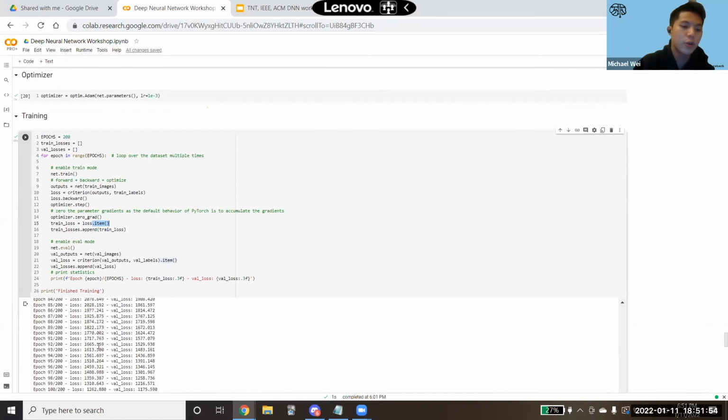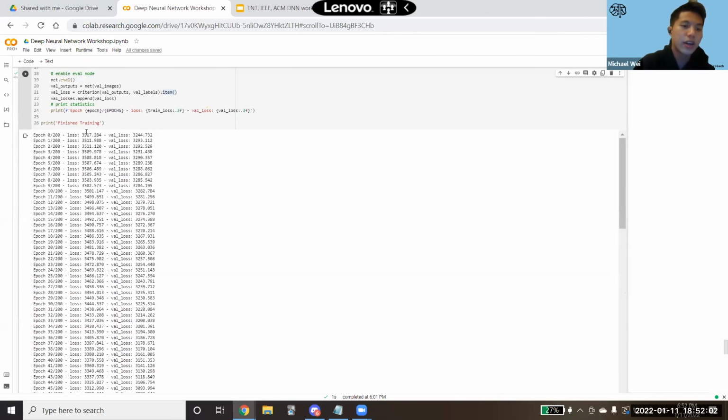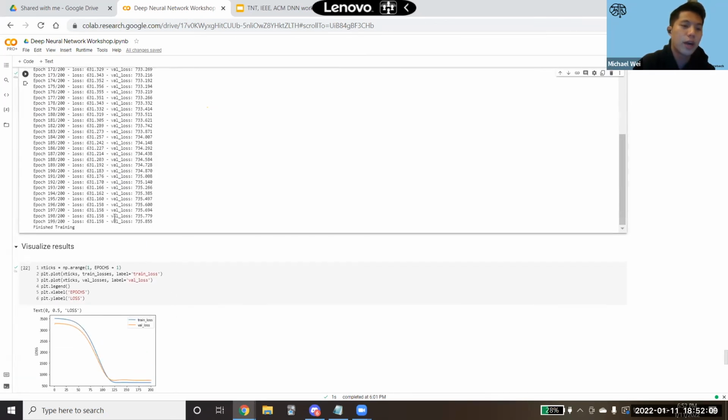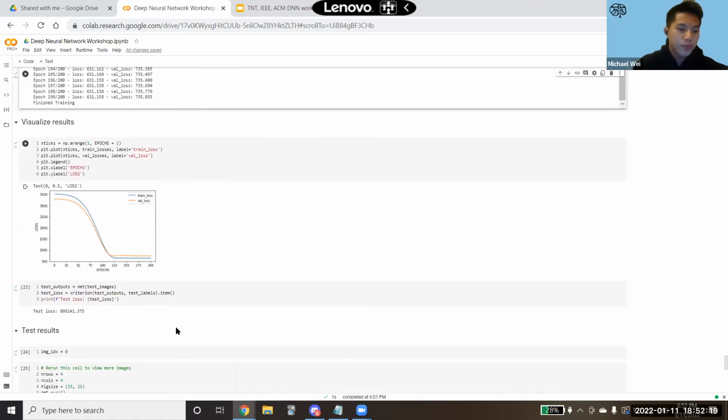And then we can simply get the loss by calling loss.item, and we're going to print out the loss as well as the validation loss after every single epoch, like shown here. So we can see early on the training loss and the validation loss are very high, but it starts to wind down after about 200 epochs. So here is the training loss and validation loss of our model.